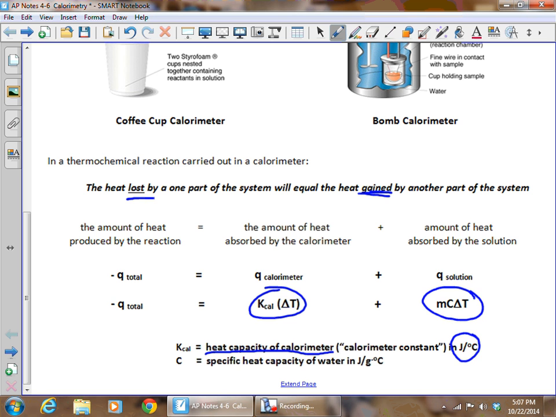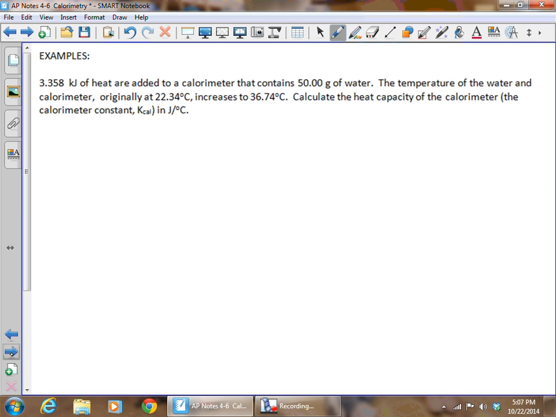So when we see a question like this, for example, it says 3.358 kilojoules of heat are added to a calorimeter that contains 50 grams of water. The temperature of the water and the calorimeter, originally at 22.34 degrees Celsius, increases to 36.74 degrees Celsius. So there's our delta T. Calculate the heat capacity of the calorimeter in joules per degree Celsius.